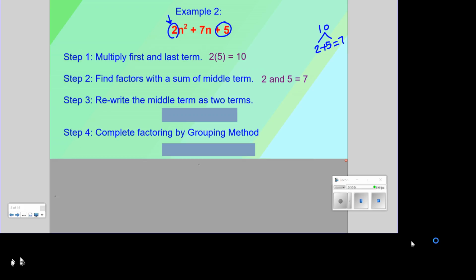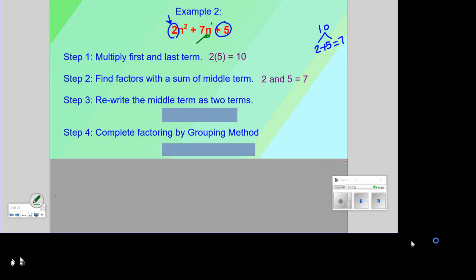At this point, we then rewrite our trinomial, but break that middle term apart into two terms that would combine back to 7n. And I didn't so much talk about this on the first, but whatever the variable is with its exponent, you just use that variable combination, whatever it might be, for both terms in the middle.